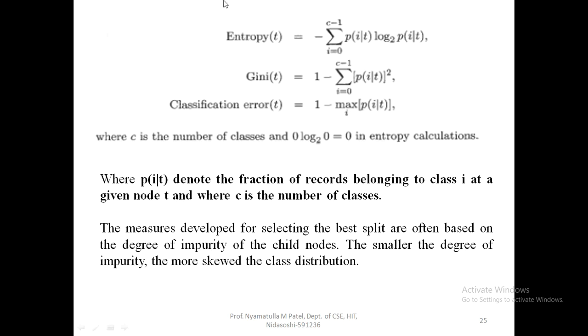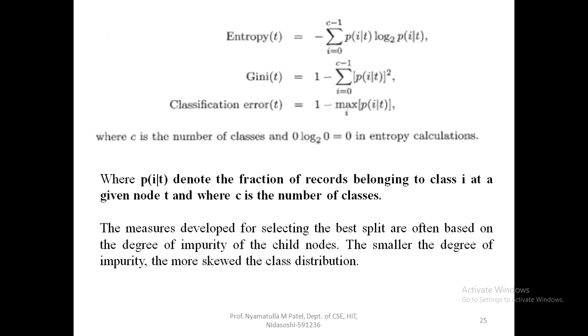So, what is here? The C belongs to the number of classes. What is this P(i|T)? P(i|T) denotes the fraction of records belonging to class i at a given node T, and C is the number of classes. P(i|T) is the number of records that belong to a particular class, either class 0, class 1 or class 2, at a particular given node.